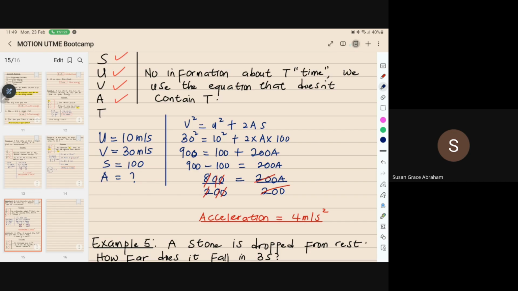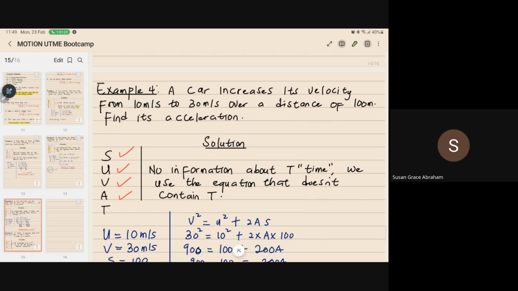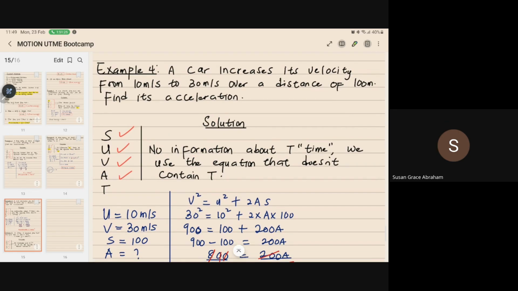Okay. All right. So you know how to apply the equation. You know how to pick the equation to use. Do you know how to pick the equation to use?